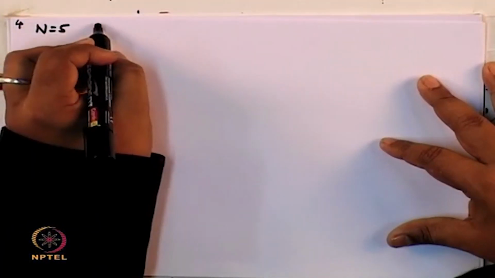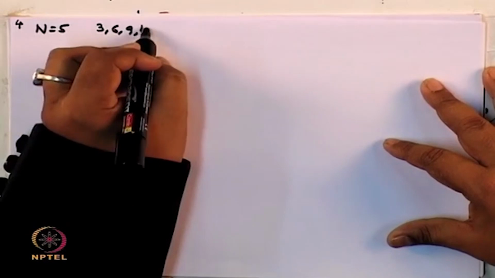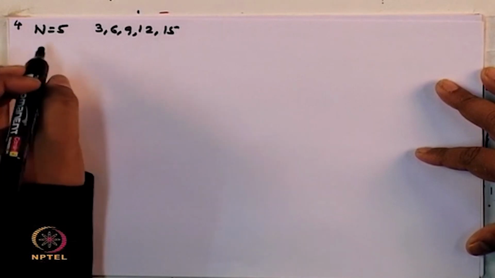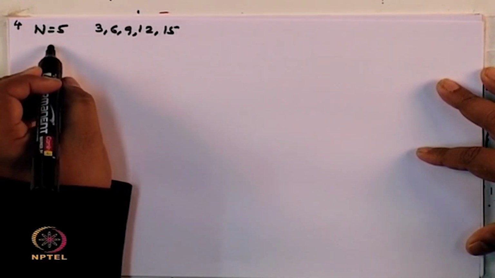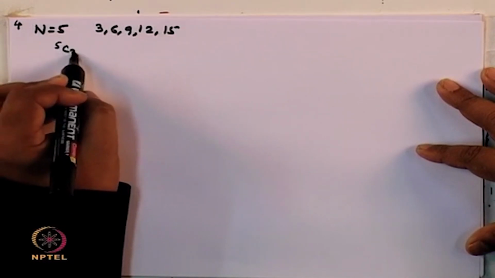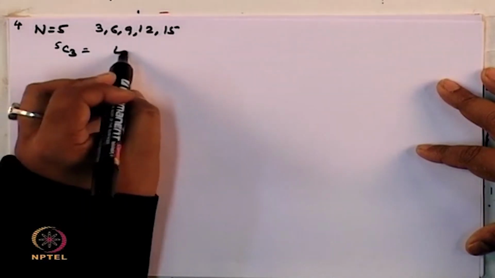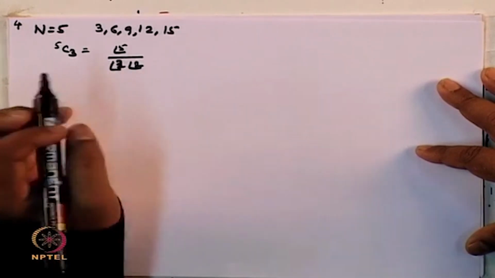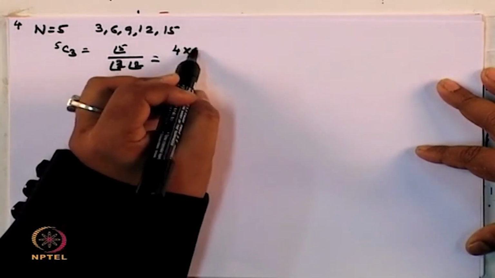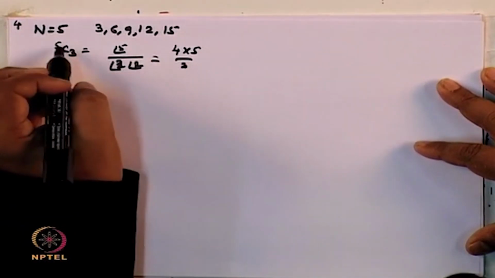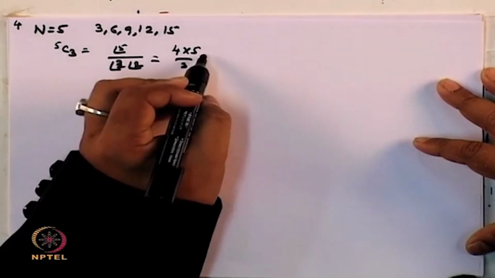Okay. So, once again your N equal to 5, your numbers are 3, 6, 9, 12 and 15. In how many different ways can you draw 3 numbers from 5 numbers? So, I can draw it in 5C3 different ways, which is factorial 5 by factorial 3 times factorial 2, which is equal to 4 into 5 by 2, should be giving 10.